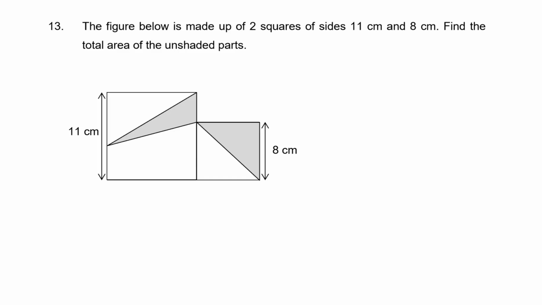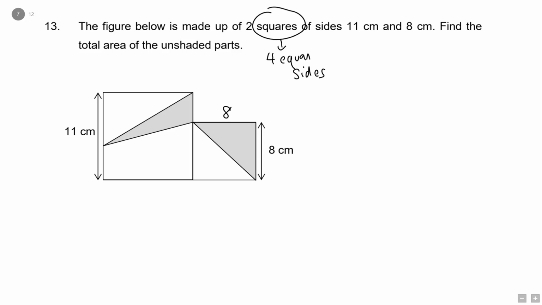Okay, let's continue with question 13. The figure is made out of squares. So the keyword squares tells you that the four equal sides are one of the properties. Okay, so if it is 8, it will be 8 here as well. If it's 11, it's going to be 11 here as well. Alright, so find the total area of the unshaded part.